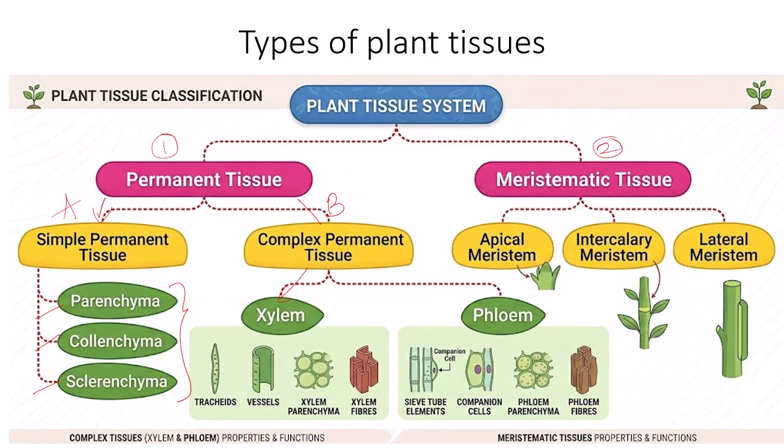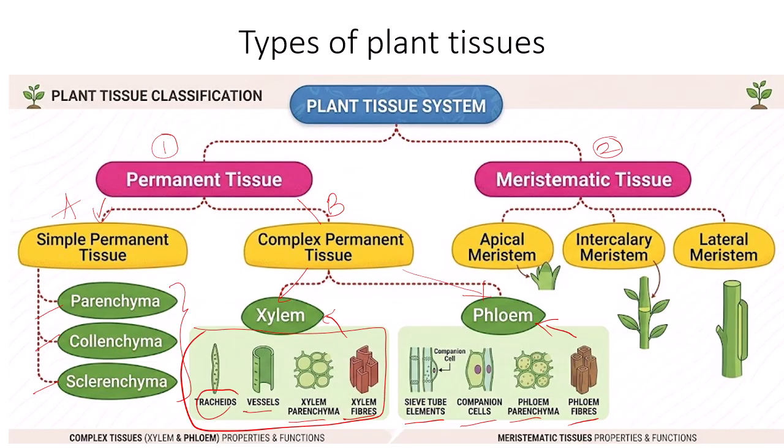And if you see the complex tissues, xylem and phloem, they are made up of different types of cells together. For example, you can see that xylem is made up of tracheids, vessels, xylem parenchyma and xylem fibers. Because of four different constituents, this forms a complex type of tissue. Similarly, the phloem is made up of sieve tube elements, companion cells, phloem parenchyma and phloem fibers. These four together form a complex tissue called phloem.